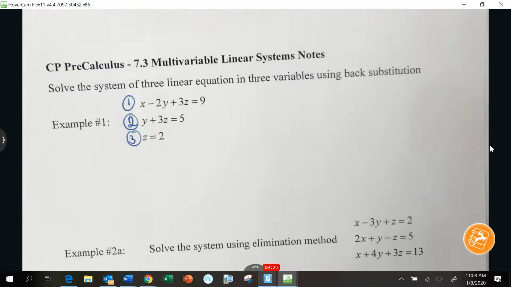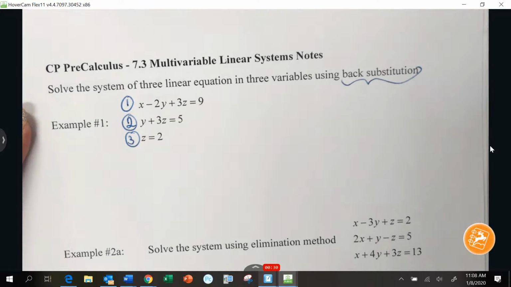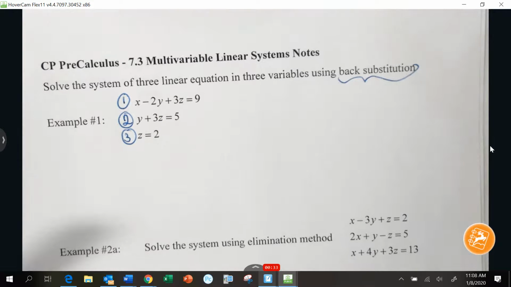Now this is not going to have all the steps. This right here is actually going to just show you something called back substitution. Do you see how we already know one of the variables' values? Okay. If I know that z is 2, what could I do with that knowledge?